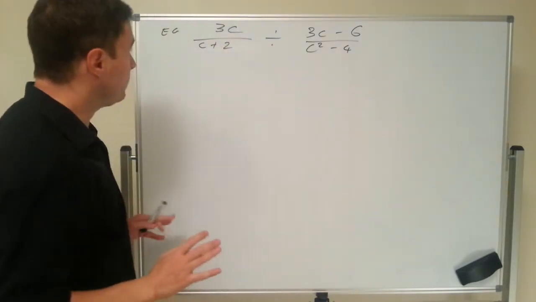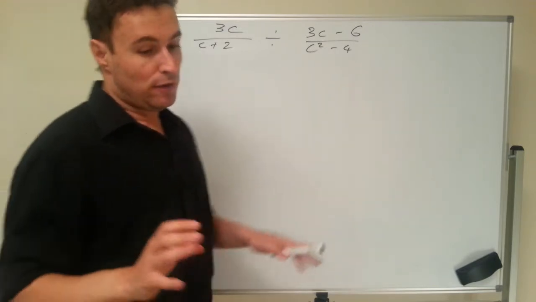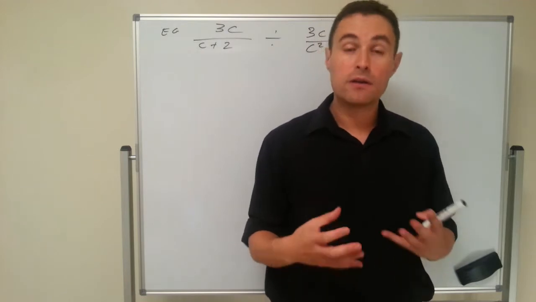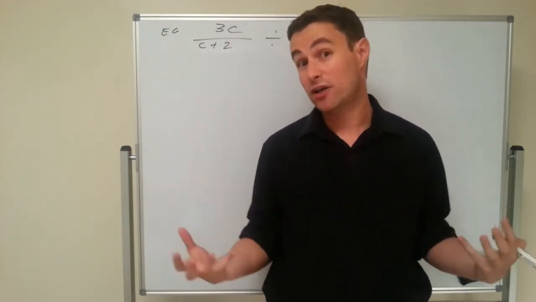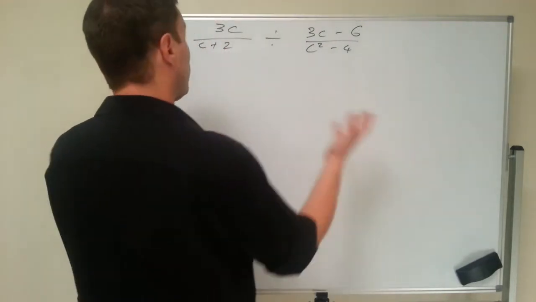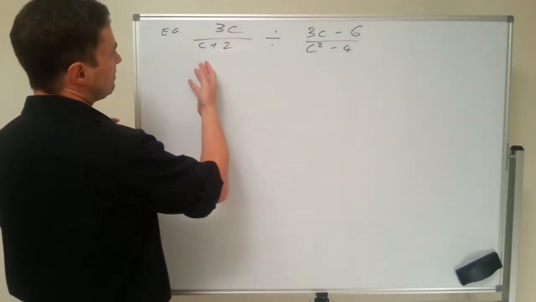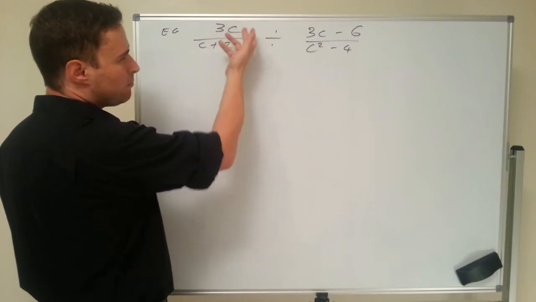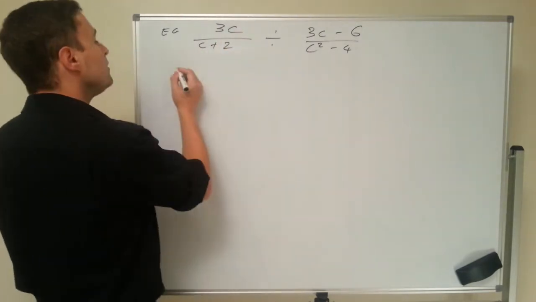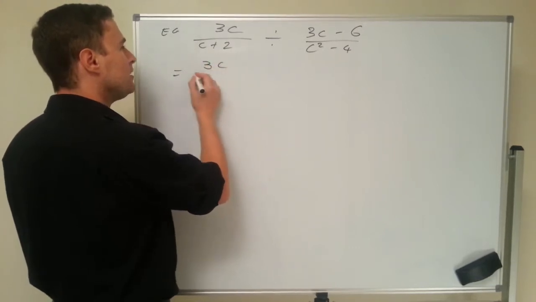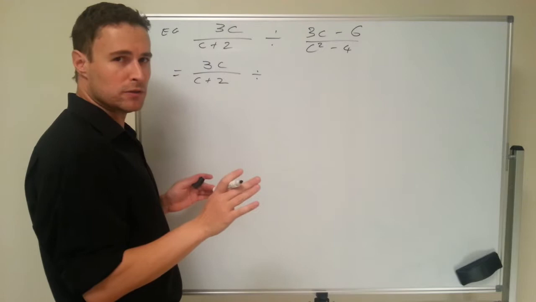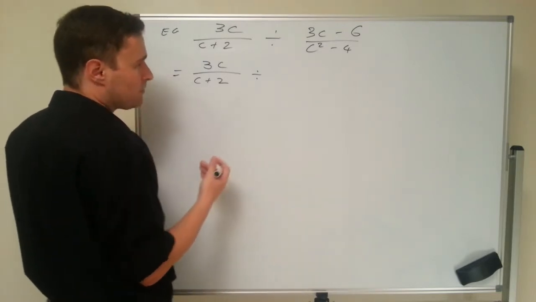Now, if you watch the duplicate factors on the previous video, you know that the first thing I have to do is check if there are any common factors, if anything can factorize. Can anything factorize in the first thing? No. I've got a monomial on top and a binomial at the bottom, but there's no common factors. So the first one stays 3c over c plus 2, divided by. Don't do too many moves at once. You can do this all at once, but I'd rather not.